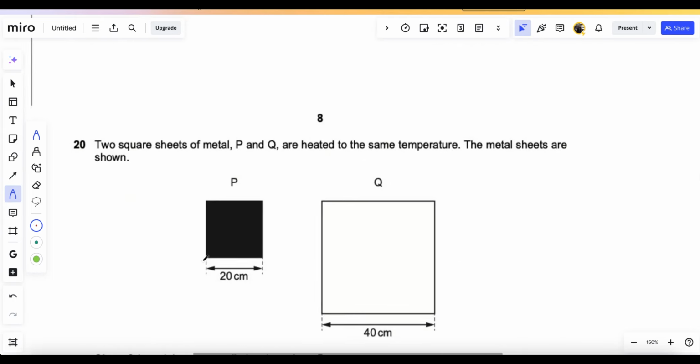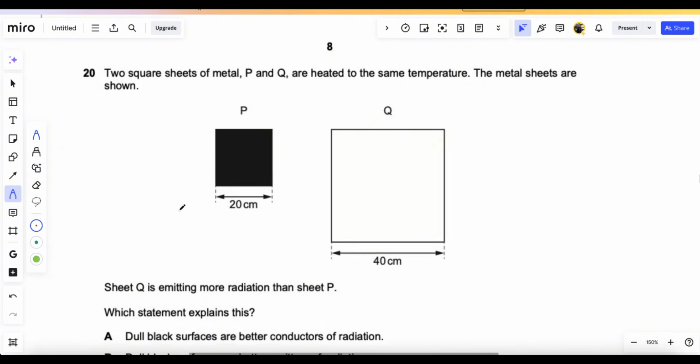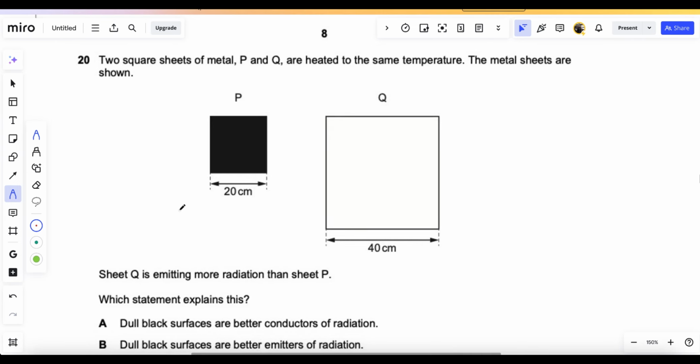Now let's go to question 20 for the sake of time. We say two square sheets of metal, P and Q, are heated to the same temperature. The metal sheets are shown. This one looks black, right? And this looks shiny. But this one is smaller because they are square, right? So if here is 20, here is 20. So you can easily find the area.